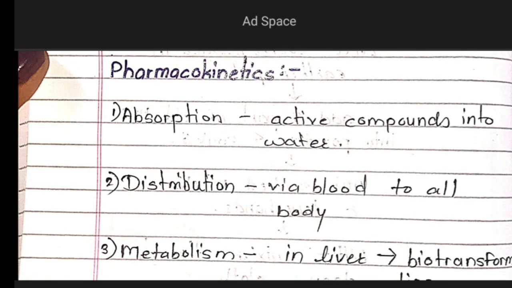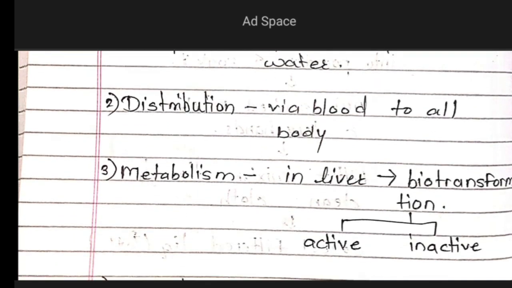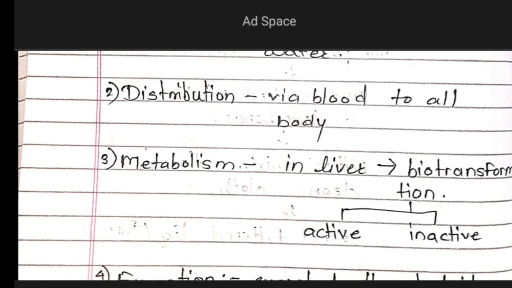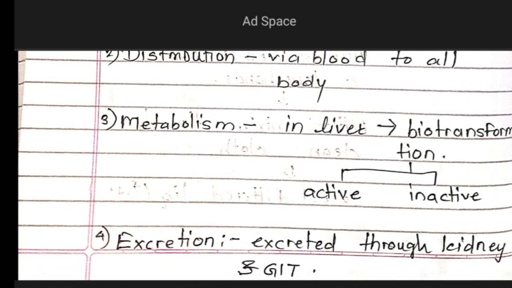Pharmacokinetics: absorption, active compounds into water, then distribution via blood all over the body. Metabolism occurs in the liver, where biotransformation occurs into active forms and inactive forms. Excretion is through the kidneys by urine and through the GI tract in the form of feces.